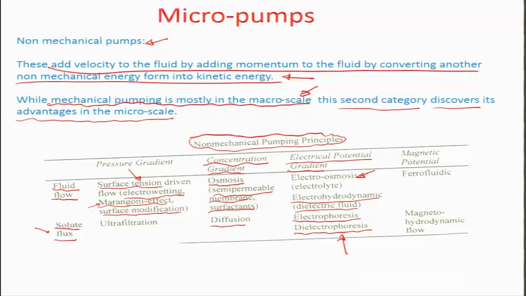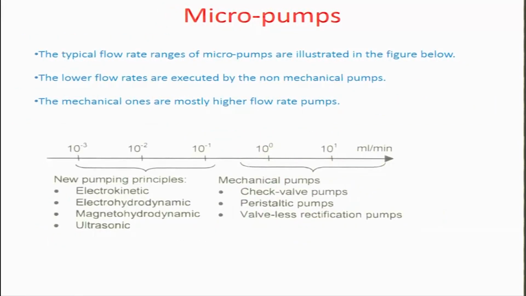Again, just as you had all these non-conventional concentration driven and electrical potential driven pumps, you can also have a magnetic potential driven set of micropumps in this non-mechanical category, where we can talk about ferrofluidic pumps, for example, or magnetohydrodynamic flows, and so forth. I will come to these while we do explanation for each of these categories. So, having classified into various types, the more important question here is what is the flow range of such pumps and what kind of volume flows can they support.